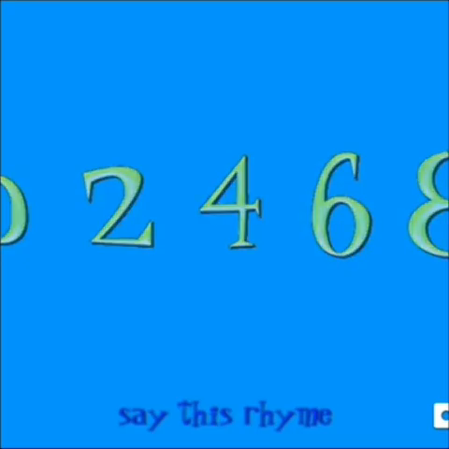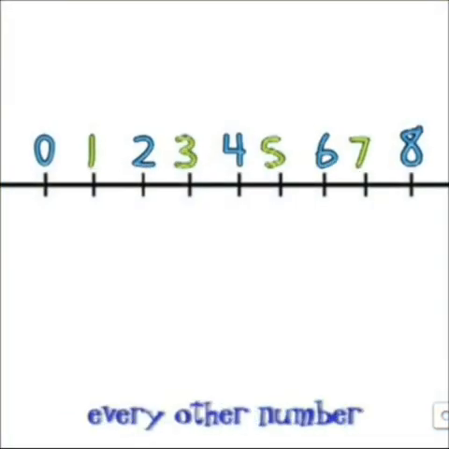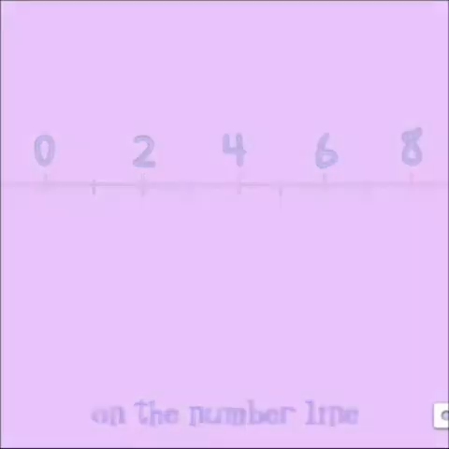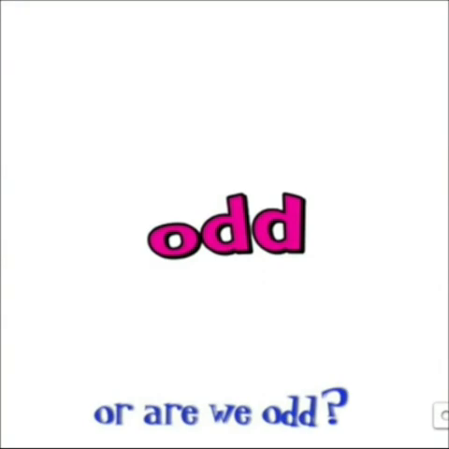0, 2, 4, 6, 8. Say this rhyme. Every other number is always even, every other number on the number line. 100, even. 97, odd. 62, even. 39, odd. 86, even. 54, even. 32, even. 78, even.